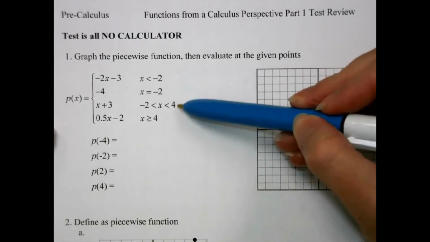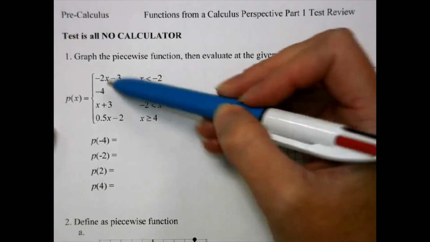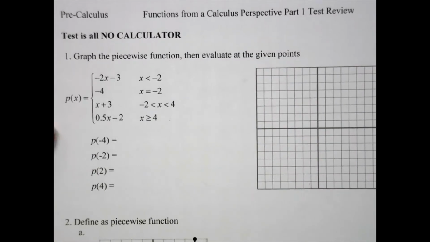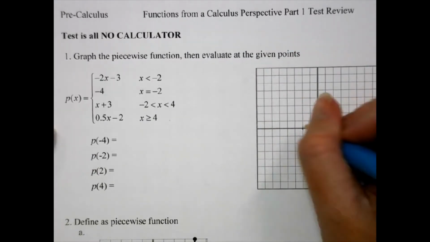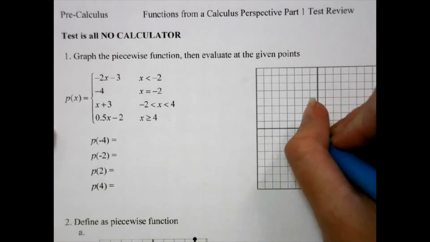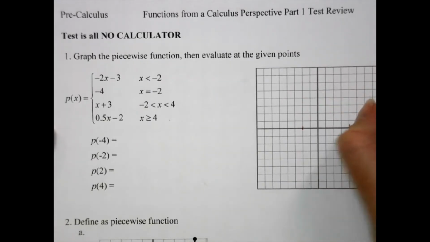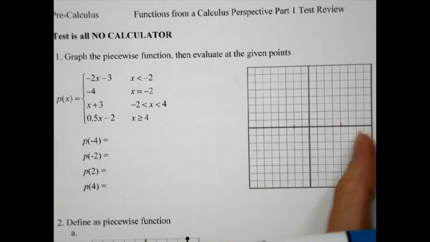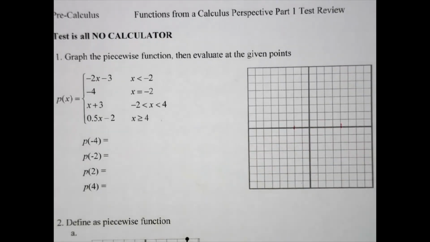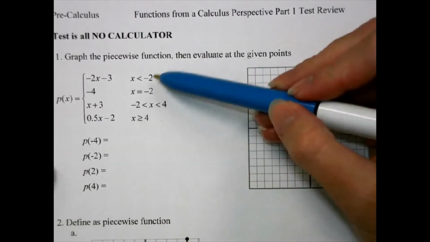So remember, these are the different areas where these lines are going to be represented. So we have something for when x is less than -2, something when x is -2, from -2 to 4, and then past 4. So each of these areas is going to have a graph. The first one, -2x minus 3, when x is less than -2.